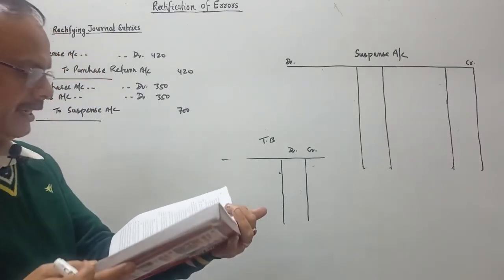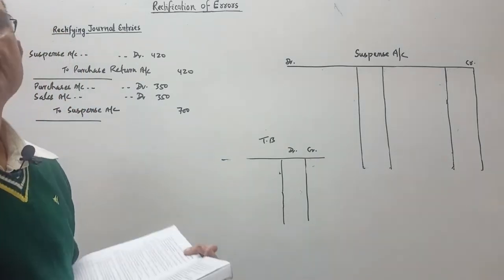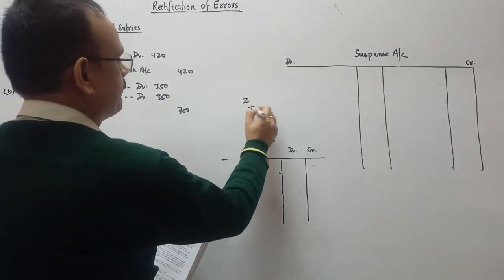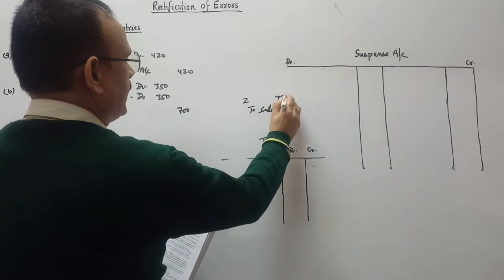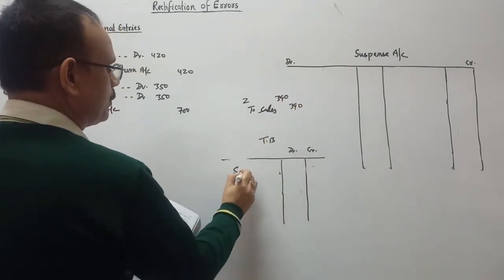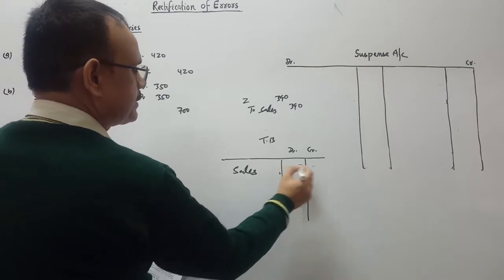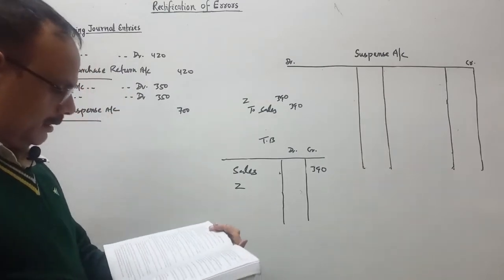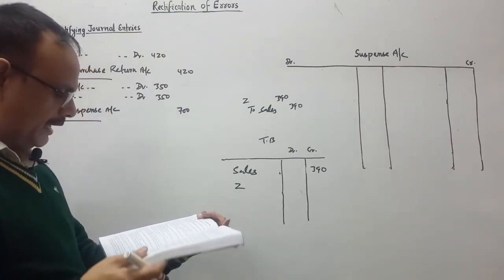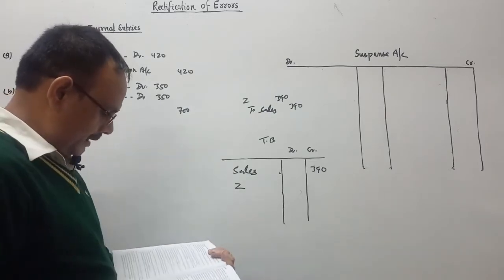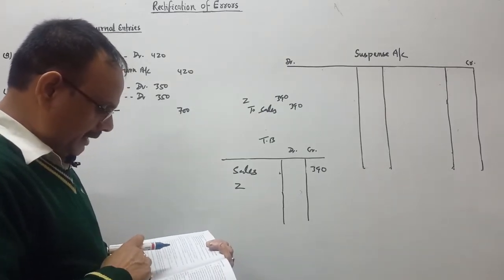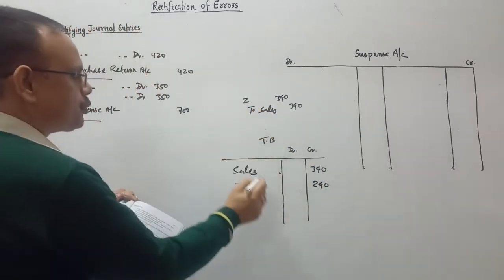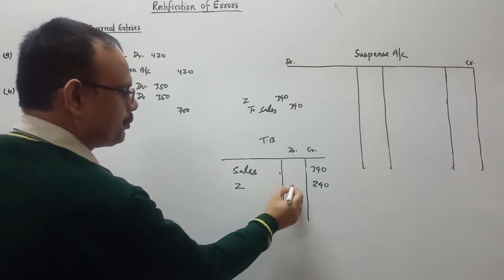A sale of rupees 390 to Z has been credited to his account as 290. Sale of rupees 390 to Z. You know, Z account debit to sales account 390. In sales account, you see in the trial balance, in sales it is credited 390, but in Z account it has been written that the sale of 390 to Z has been credited to his account 290. Instead of credit, Z account should be debited 390 over here.